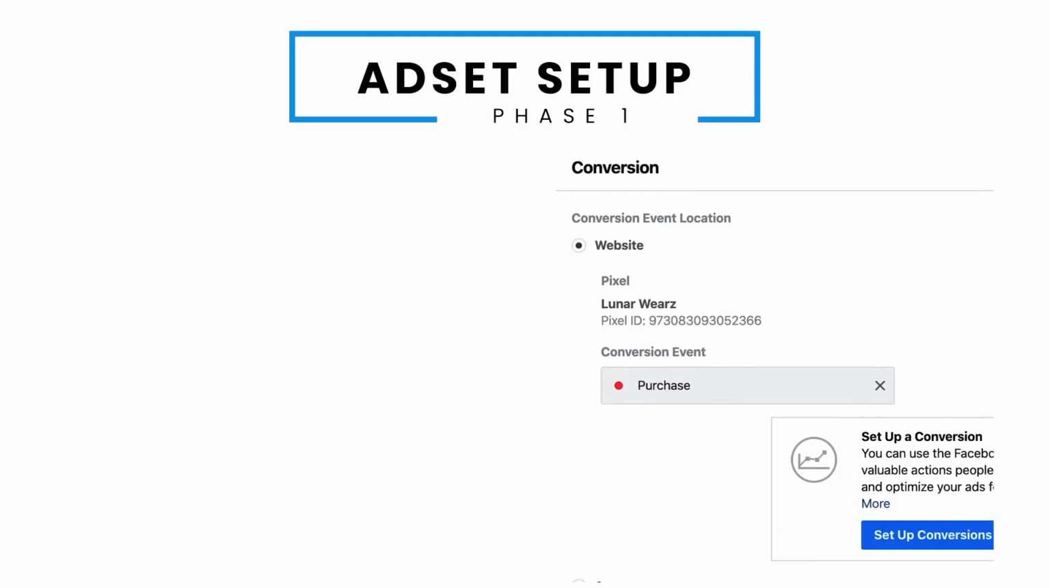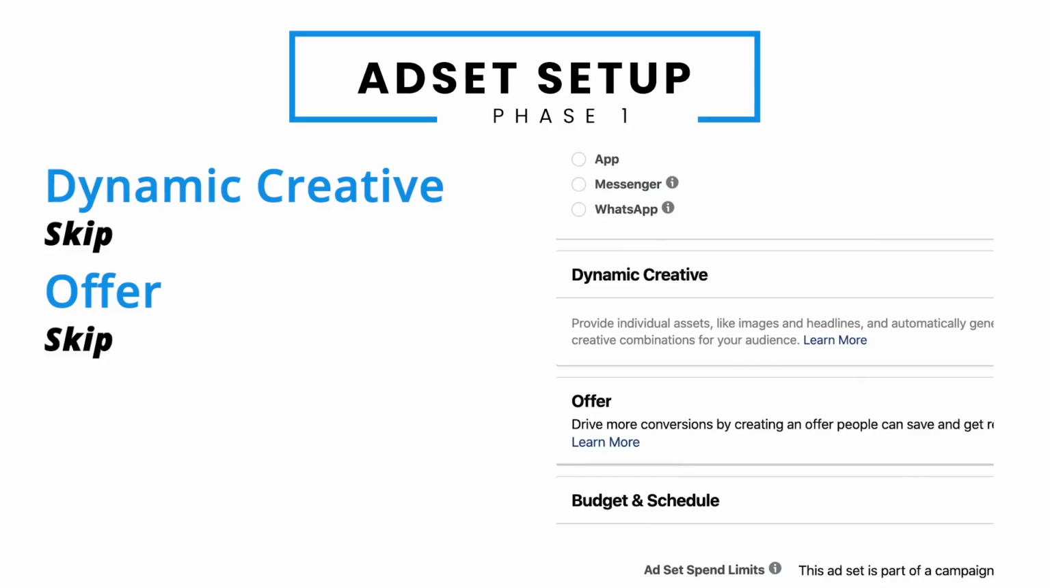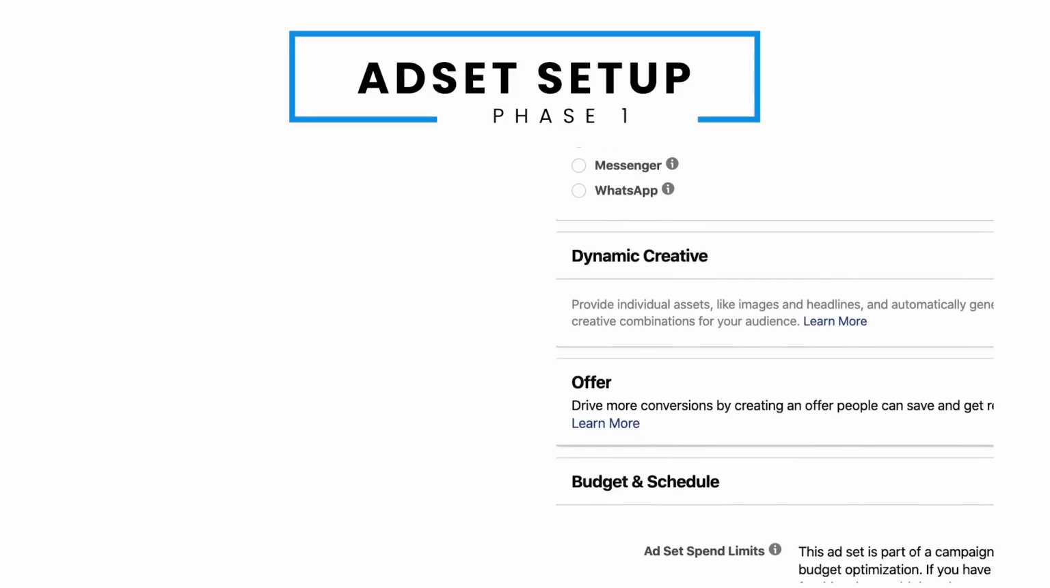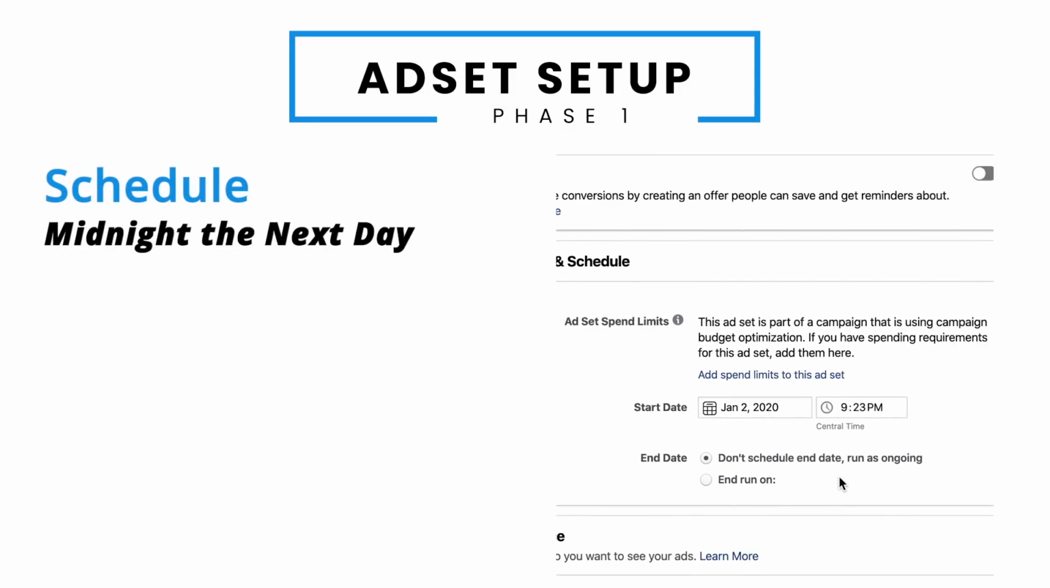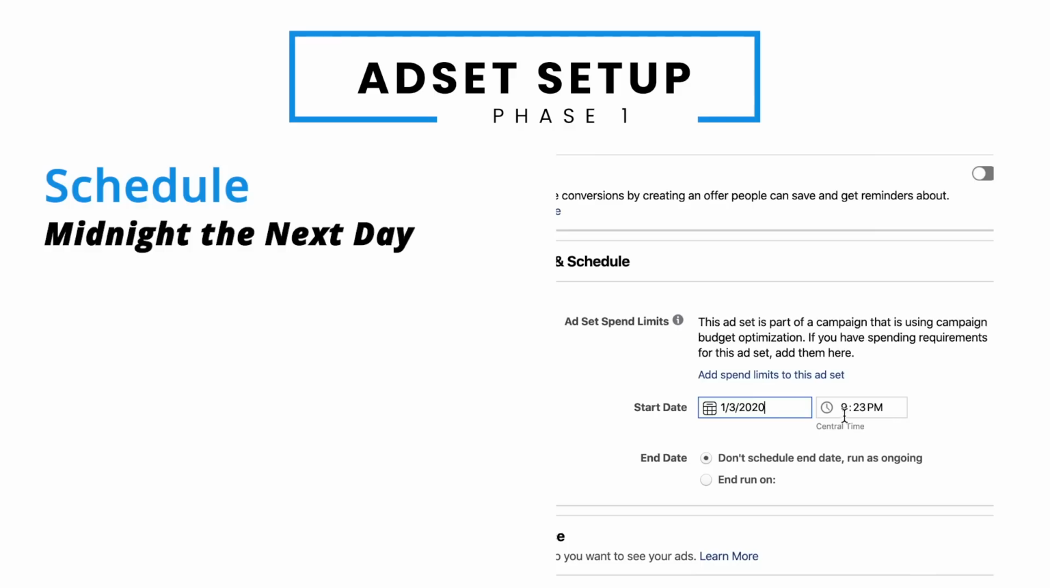Next, you'll find two sections for dynamic creative and offer. While these are interesting features, we personally don't use them too much, and we recommend you not to mess around with them until you have more experience. The next section of options lets you schedule your ads for certain times of the day, and it also gives you some different budgeting options depending on if you have CBO turned on or off.